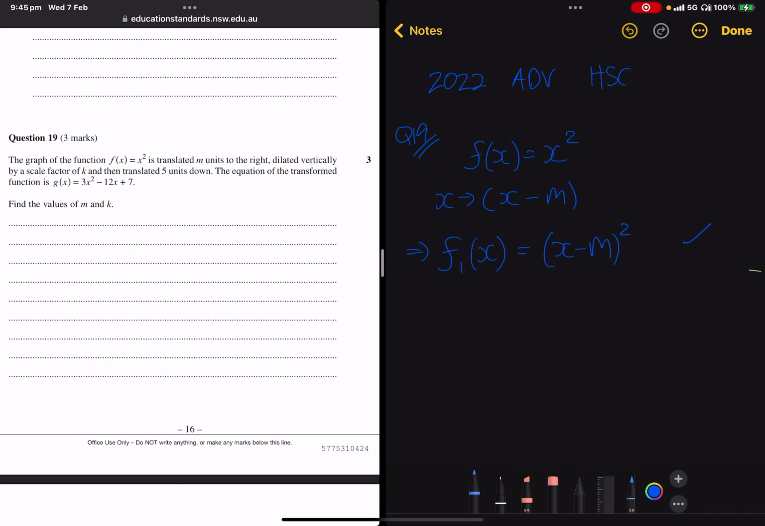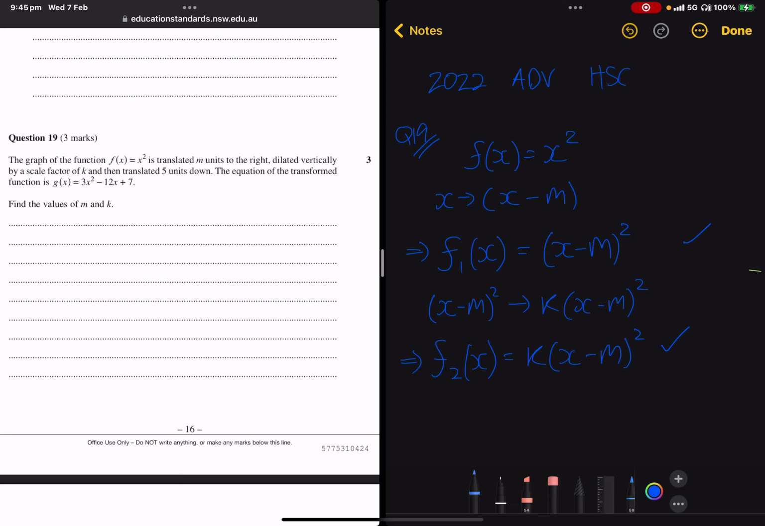Next we need to dilate vertically by a scale factor of k. So that's going to be multiplying the whole expression on the right by k. So this replaces (x minus m) squared with k times (x minus m) squared. So this gives us a new function, f2 of x, which is k times (x minus m) squared.